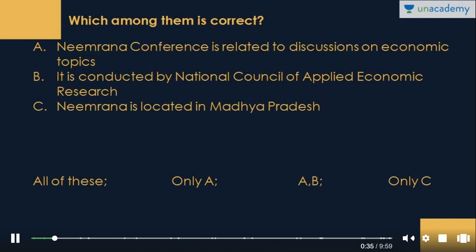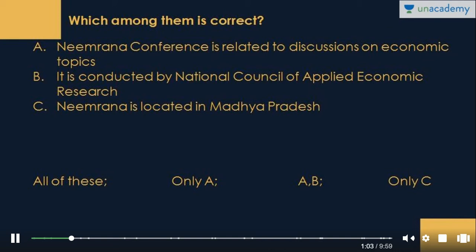So first question, which among them is correct? A. Neem-Rana conference is related to discussions on economic topics. B. It is conducted by National Council of Applied Economic Research. C. Neem-Rana is located in Madhya Pradesh. There are some topics which I left yesterday intentionally because I thought of covering them in the MCQ section. So this one and one topic related to cryogenic technology will be done in the MCQ section.